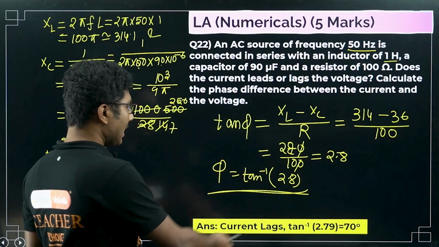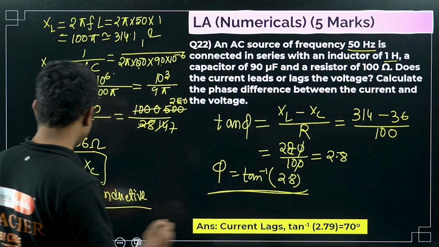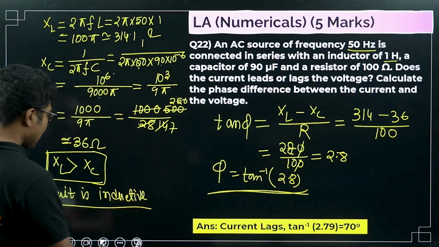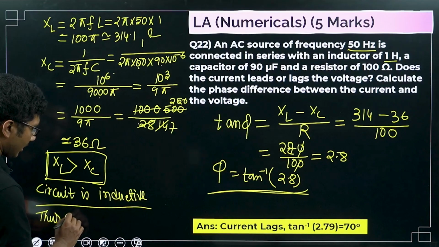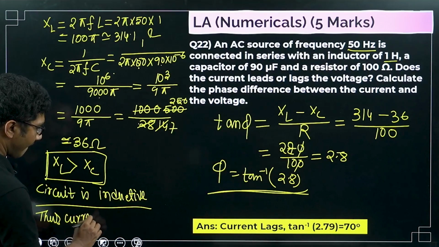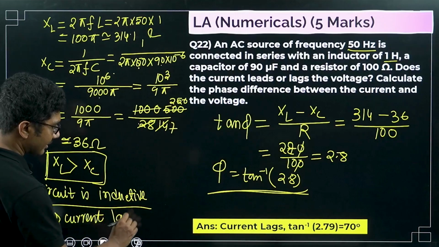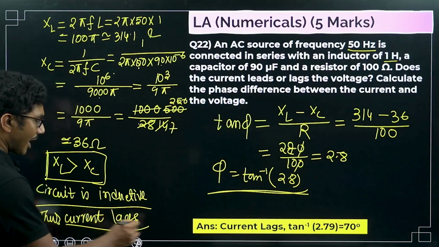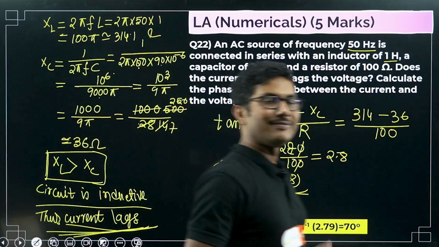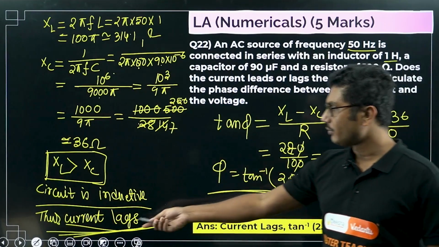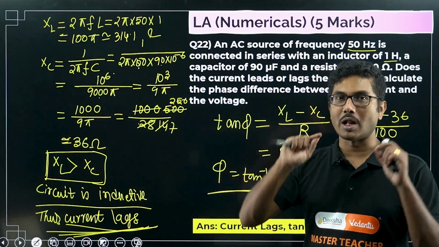So as you say, current lags. Also you have to mention in here, circuit is inductive, thus current lags. So you have to mention this line to get 1 mark. Be very, very careful. You have to write this line. This is a very important one line.